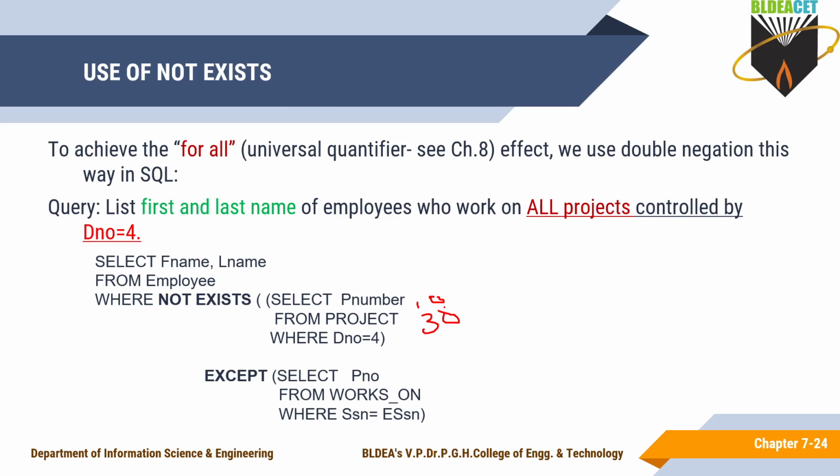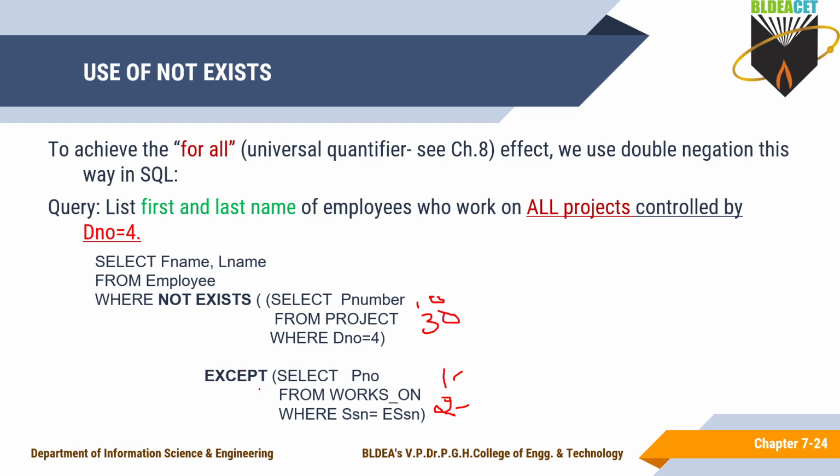The first inner query result is 10 and 30, and for the first SSN equal to ESSN you got 1 and 2 here. So for this select P number, you got the output as 10 and 30 for one ESSN. This employee works on 2 projects. What are those? 1 and 2. Now I'll explain how this inner query works.